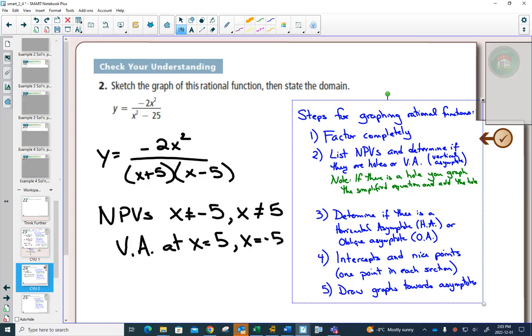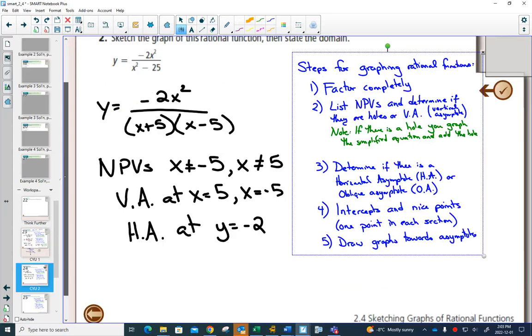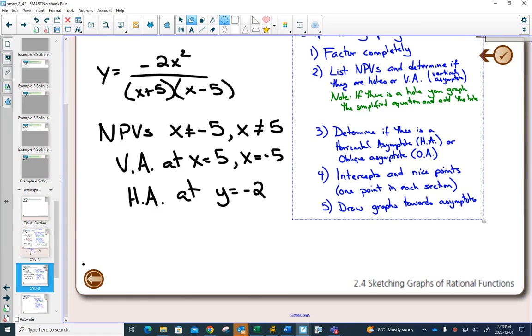Horizontal or oblique asymptotes. We look at the equation. Do you see you have a parabola on top, a parabola on the bottom? So since we have the same degree in the numerator and the same degree in the denominator, this is going to be a horizontal asymptote. Where you have that horizontal asymptote at, y equals, you look at the numbers in front of the x squareds. Negative 2 over positive 1, horizontal asymptote at y equals negative 2. And we can start our graph.